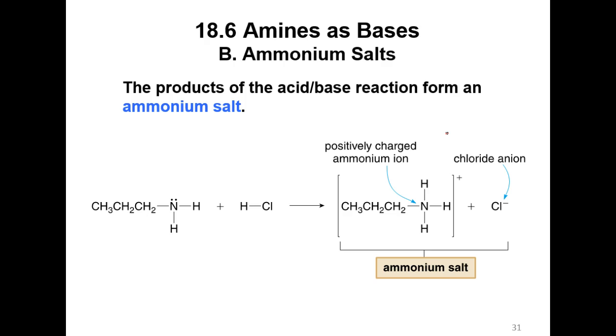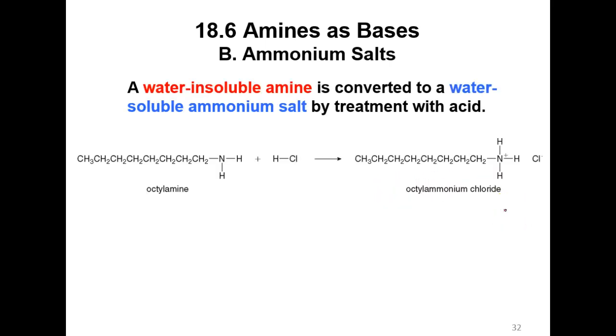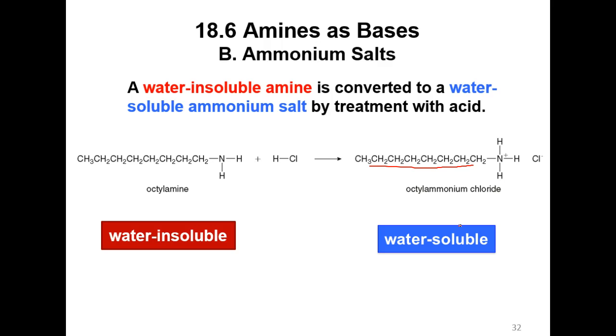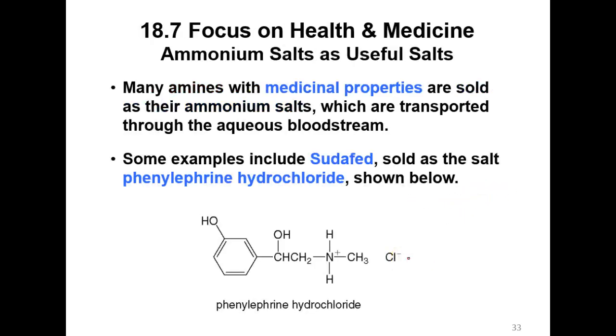So here is propylamine plus HCl. You form the ammonium ion, all right? The propylammonium ion plus the chloride anion. So an insoluble amine can be converted to very water soluble. So this now is water soluble. You might be thinking, why? This is such a huge tail. Well, it's now ionic. Ionic compounds, it doesn't matter what you have attached to it. If it's ionic, it's going to be water soluble. Octylamine is very water insoluble, but octyl ammonium chloride is very water soluble because it's now ionic.